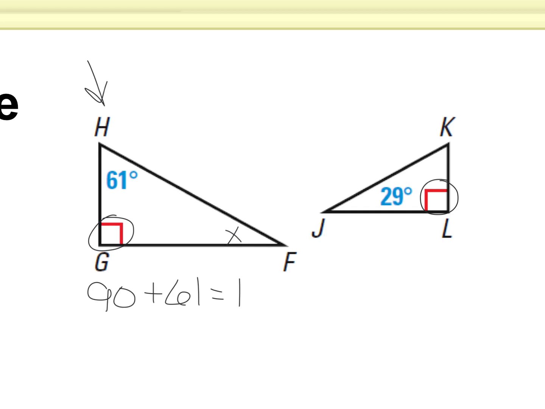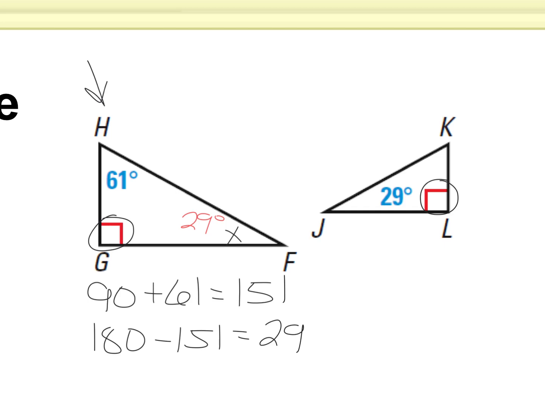Just minus that from 180. That gives you 29. Now take 180 minus 151 to get 29. Oh, hey, that adds up. 29 gives us this angle right here. That works. Now, do we have another angle that matches?